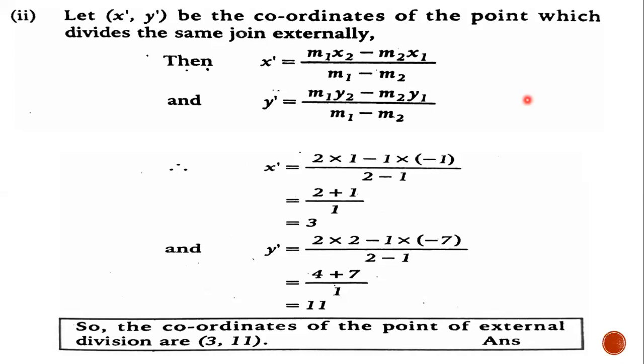Right now, concentrate on the screen. Here I am highlighting the external division formula. The x component of the point of division is m1 x2 minus m2 x1, divided by m1 minus m2. Keep in mind that in the x component you have to deal with the x component of the point, whereas in the y component you have to deal with the y component of the point.